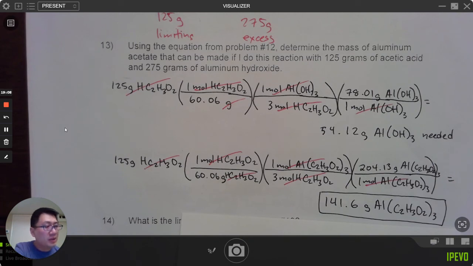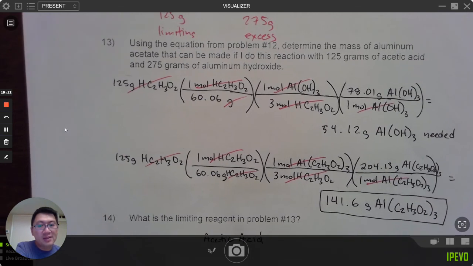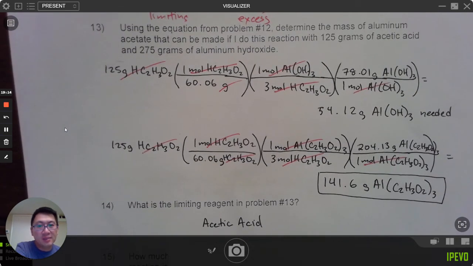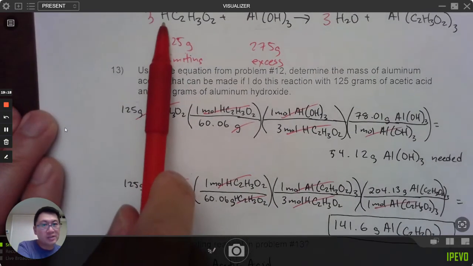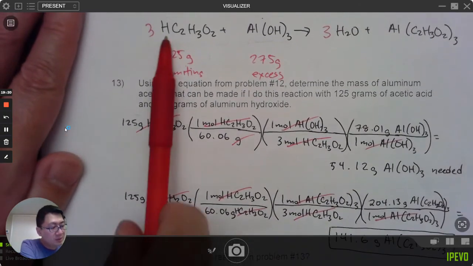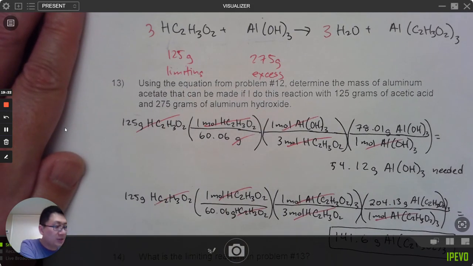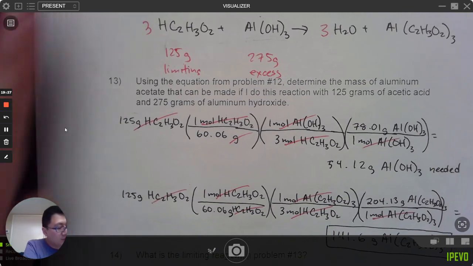Again, I know this is probably one of the more challenging problems. Oh, we already answered question number 14. What's the limiting reagent? The HC2H3O2, sorry, acetic acid. That thing runs out first.